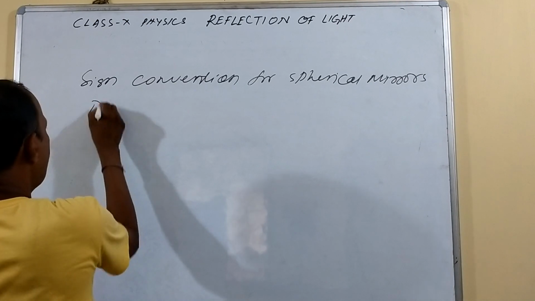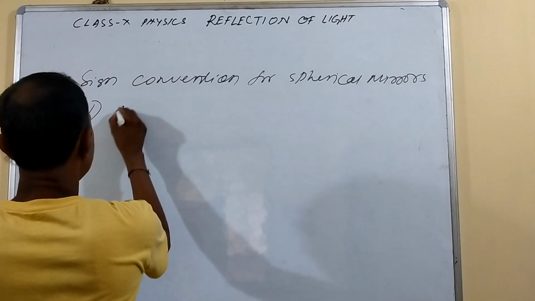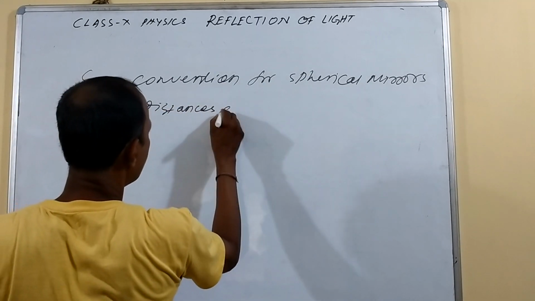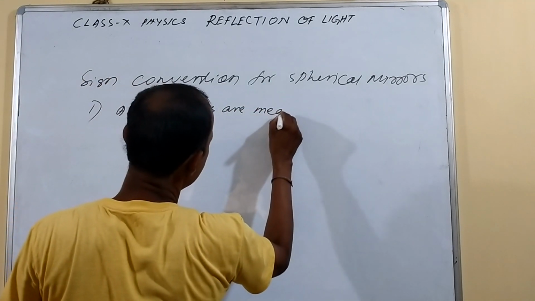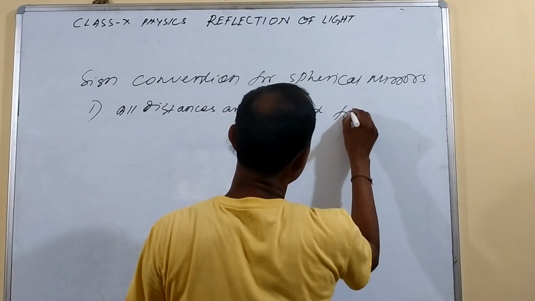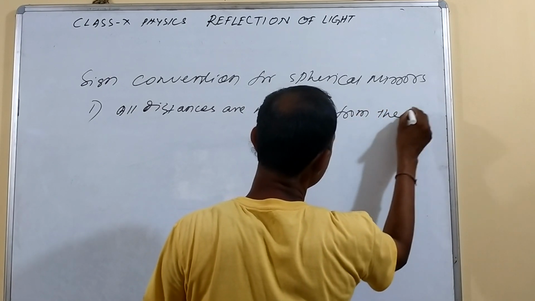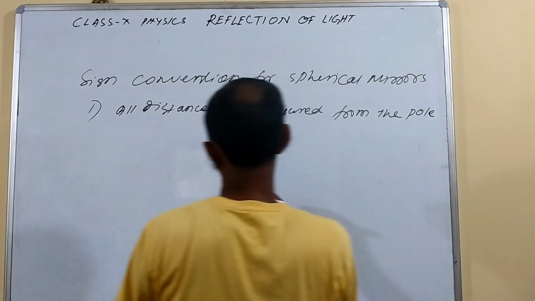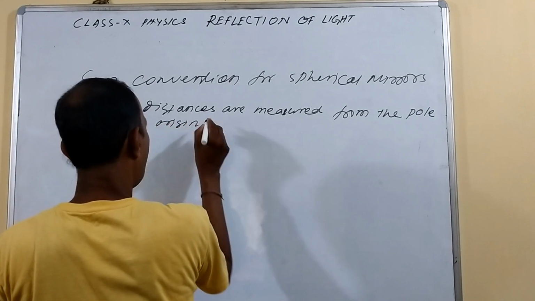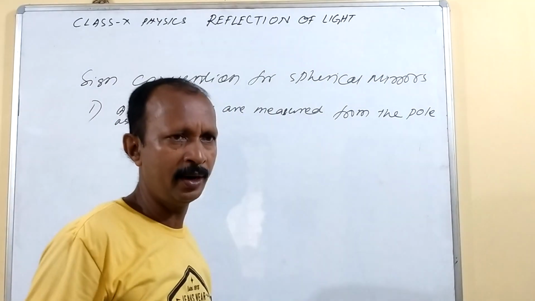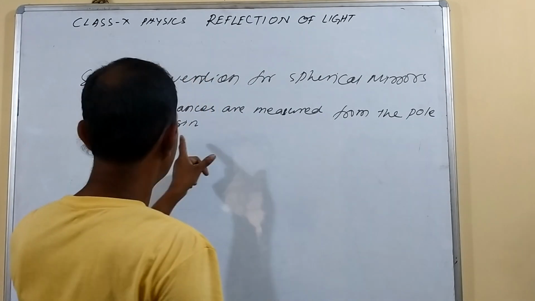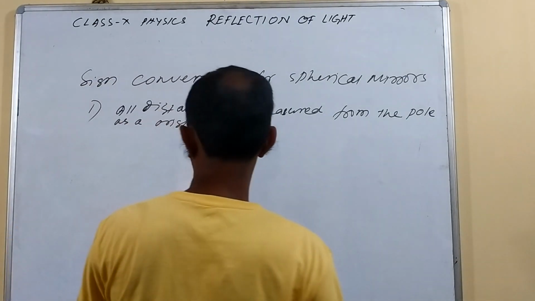So rule number 1, the first rule: all distances are measured from the pole as an origin. First point, I am writing a point. So all distances are measured from the pole as an origin.